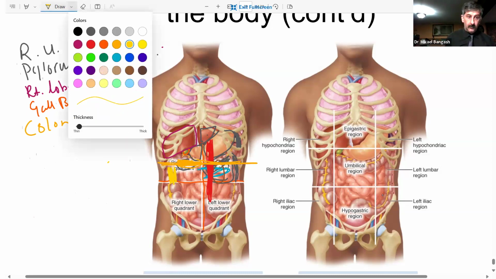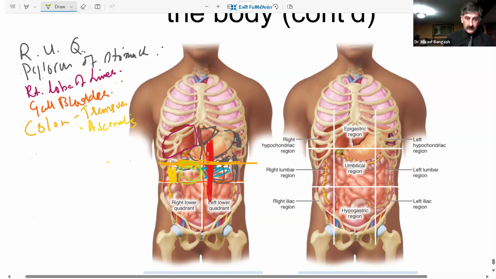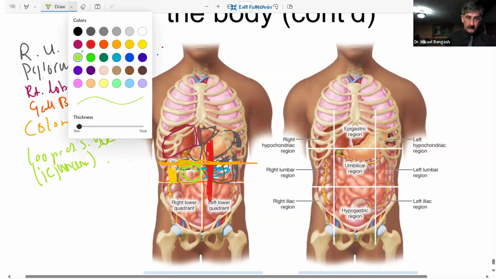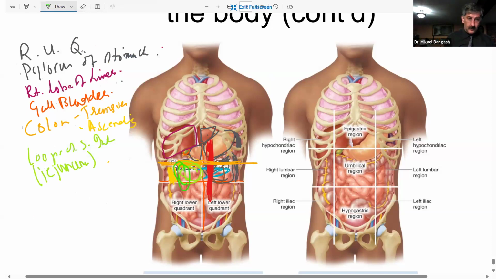Besides that, what we can also see, all this here, is just loops of the small intestine. And again, if you want to be specific, it's most likely that of the jejunum. Now, a structure that you will find deeper to these, over here, is the right kidney.